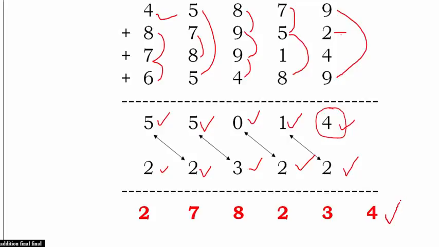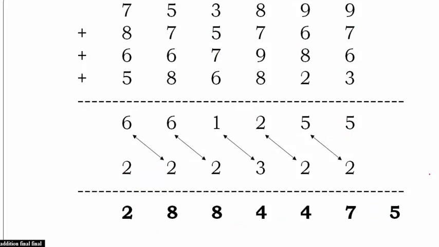Now we are writing the answer from our right hand side. The rightmost digit will be the 4 over here. The next digit will be 1 plus 2. The next is 0 plus 2. The next is 5 plus 3. The next is 5 plus 2. And our leftmost digit will be the 2 over here. So our answer will be 278234. We will see the next problem.